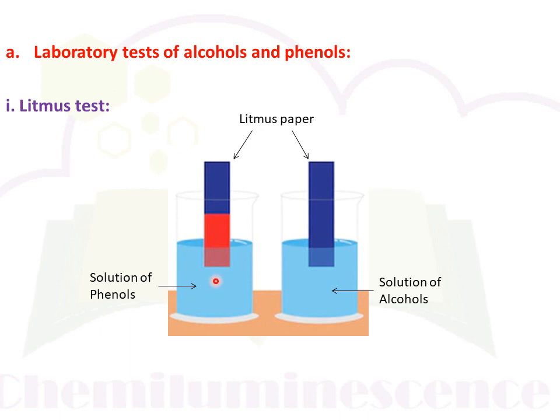Consider this is a solution of phenol. When blue litmus is dipped into a solution of phenol, it turns red, which shows that phenol has an acidic nature. And when blue litmus is dipped into a solution of alcohol, it does not change, it is neither blue nor red. That is, it remains as it is, which indicates alcohol is neutral in nature.